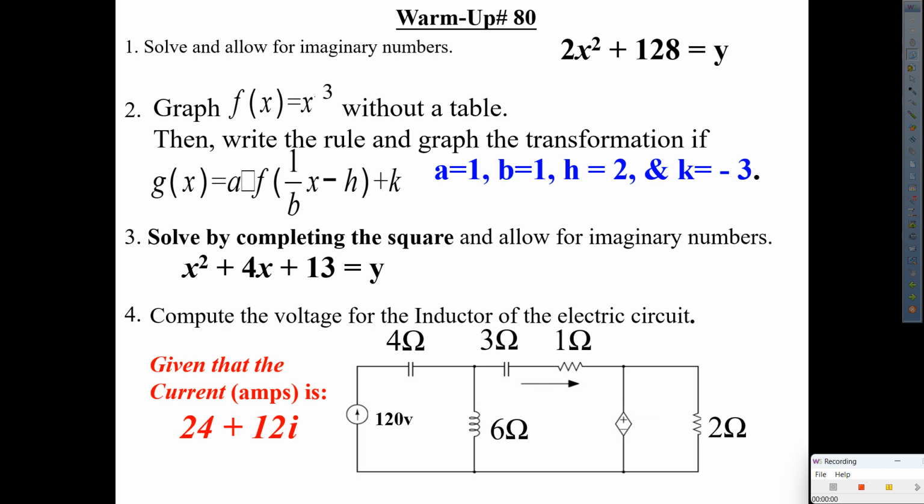All right, good morning, everyone. Welcome back to another exciting day of mathematics. Whoop, whoop. Warm up 80 is on the screen. Let's get started, please. Shouldn't take you long. By now, you guys are experts at that. Copy and go.